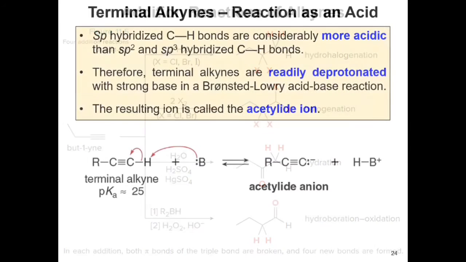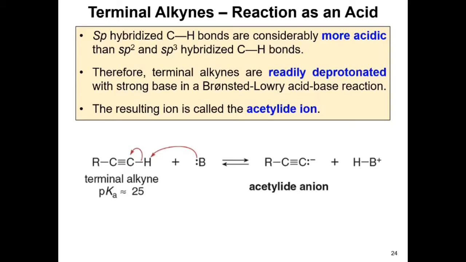In one of the earlier chapters, you learned that the hybridization of a carbon-to-hydrogen bond affects the acidity of a proton. For example, sp hybridized carbon-hydrogen bonds are more acidic than sp2 and sp3 hybridized carbon-hydrogen bonds. And so terminal alkynes can easily be deprotonated with a strong base in a Bronsted-Lowry acid-base reaction. And the resulting ion is known as the acetylide ion.